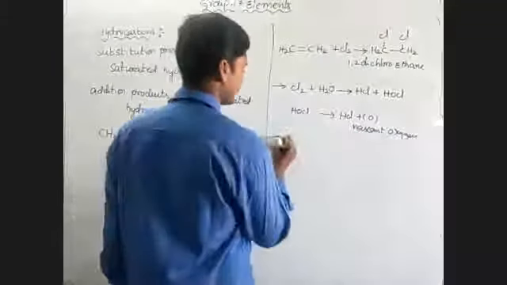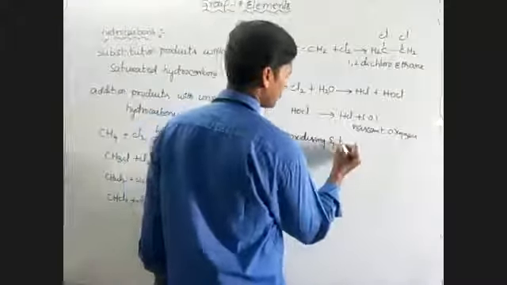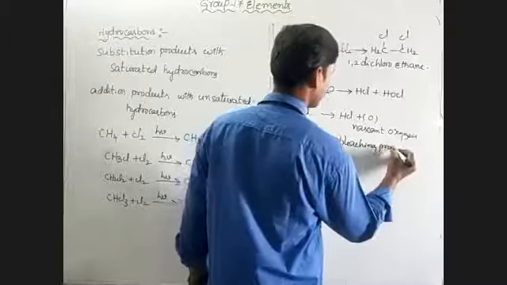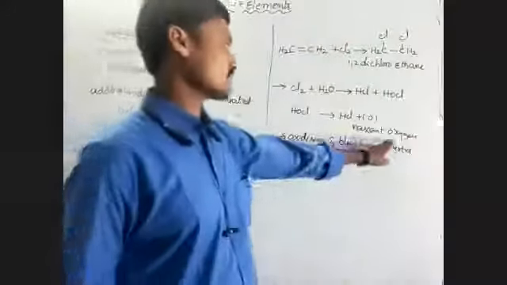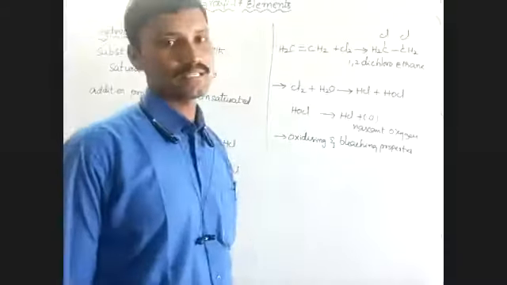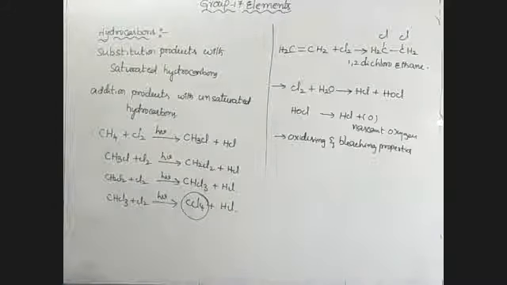So due to formation of this nascent oxygen, it has oxidizing and bleaching properties. Due to formation of nascent oxygen, it has oxidizing and bleaching properties. Okay, right. So now here chlorine oxidizes ferrous sulfate to ferric sulfate, like this.